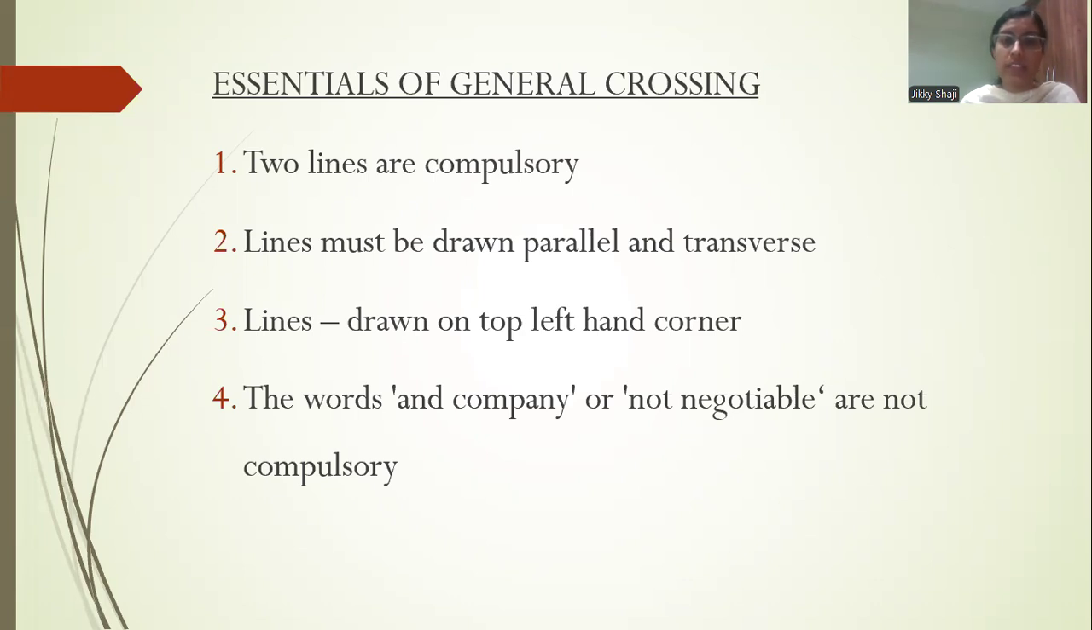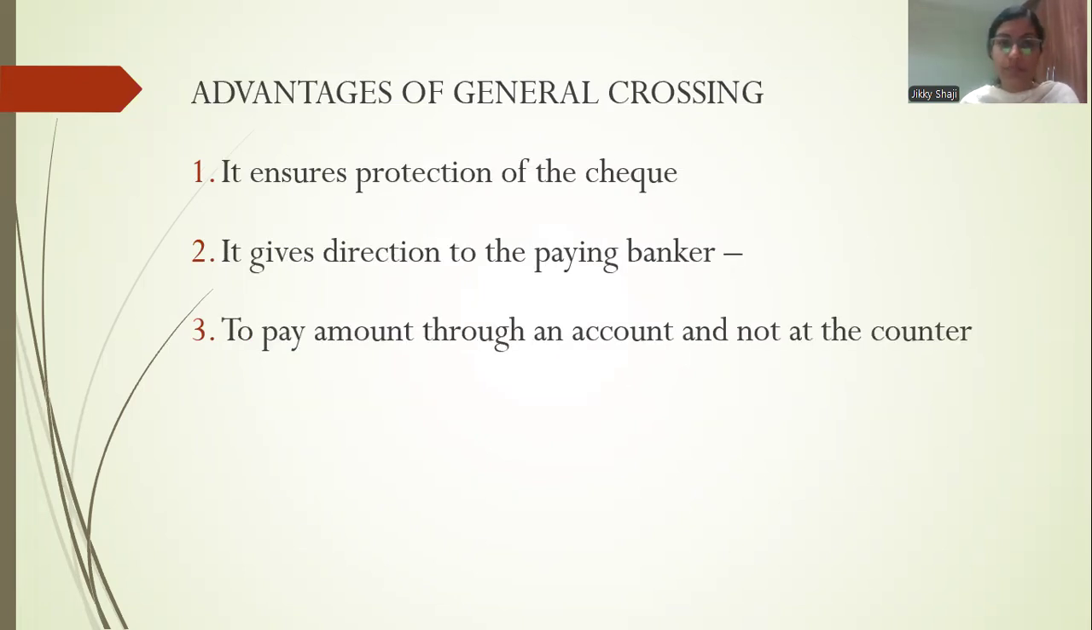What are the essentials of general crossing? Two lines are compulsorily drawn. Lines must be drawn parallel and transverse. The lines are compulsorily drawn on the top left hand corner of the check, and the words "and company," "not negotiable," or the abbreviation of "and company" are not compulsory.